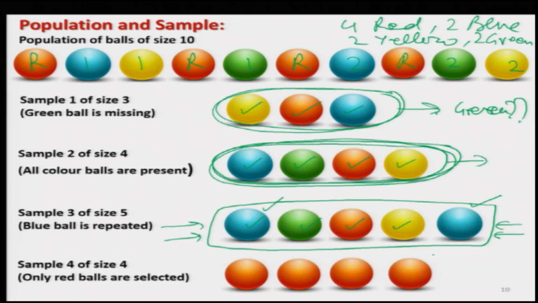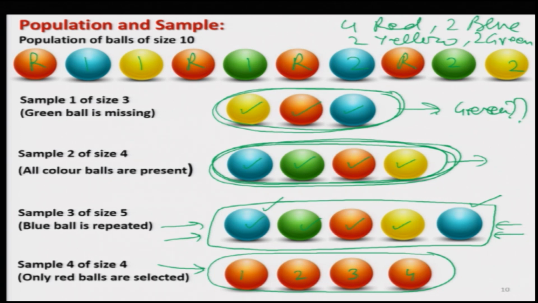Now, if you try to look at sample number 4, this is taking all the red balls from the population. There are 4 red balls in the population, and you are taking all the 4 red balls in your sample. So, this sample is indicating as if the population has only one color of ball, which is red. There are no balls of any other color like blue, yellow or green. So, in this case, this sample cannot really be considered as representative.